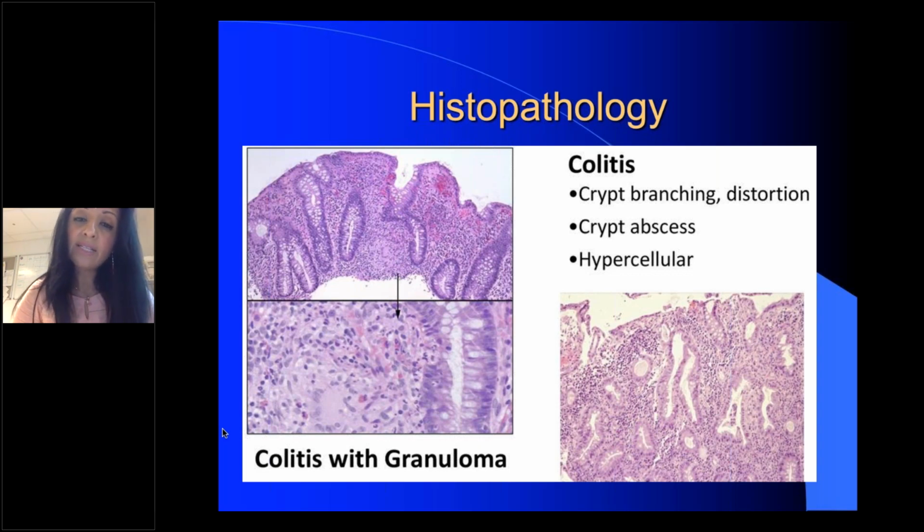Whereas on the right-hand side of the screen, you will see with ulcerative colitis, you get this crypt branching and distorted crypts, which form abscesses and are very hypercellular, indicative of the severe mucosal inflammation seen in ulcerative colitis.